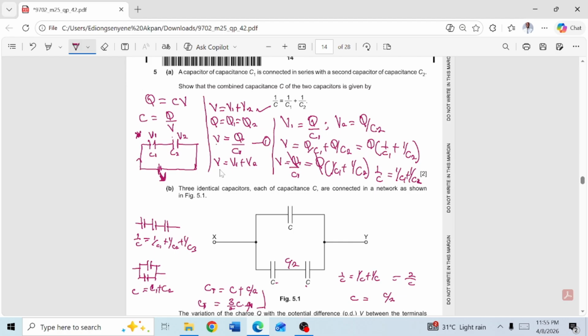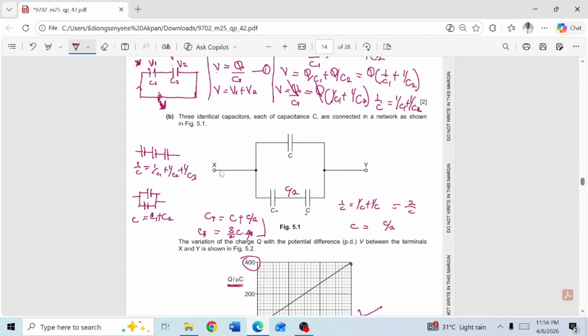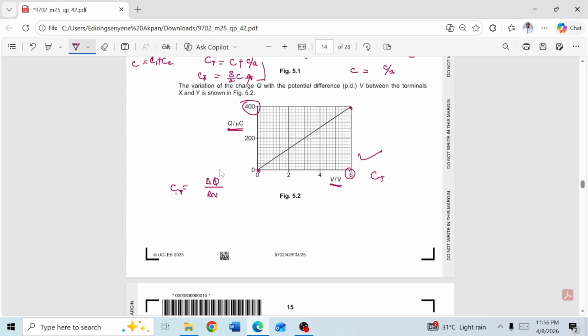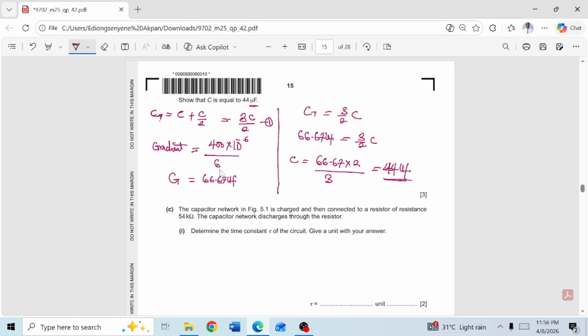Now, this is what I want you to note. Whenever you see a starting question, let's say A, from that A, it will lead to B. From B, it will lead to C. That is how physics is set. The capacitor network in 5.1 is charged and then connected to a resistor of resistance 54 kilo ohm. The capacitor network discharges through the resistor. Determine the time constant of the circuit. Give a unit with your answer.